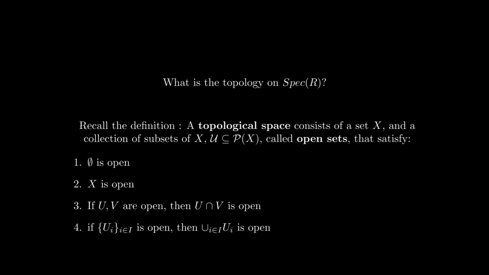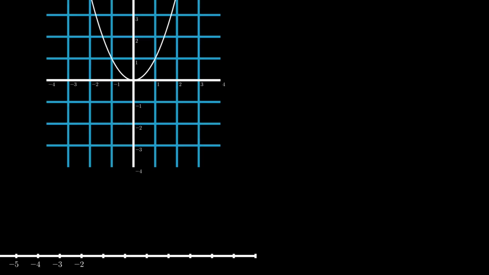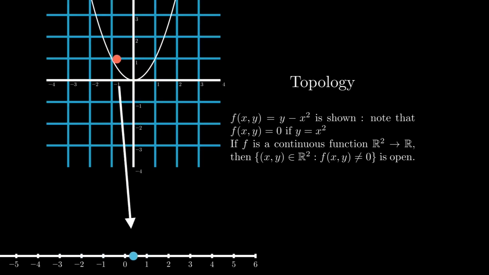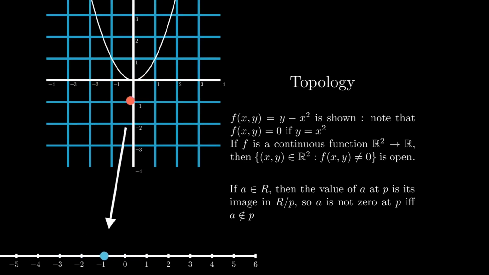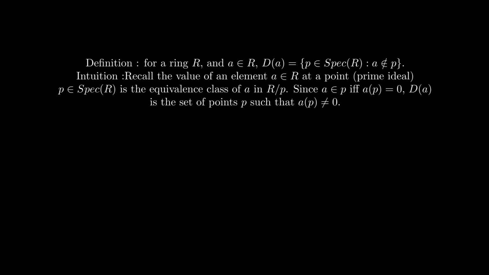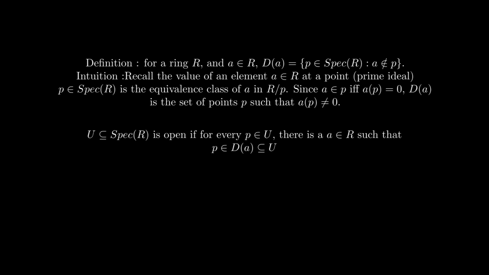Now let's talk about the topology of Spec R. Recall the definition. Given a continuous function, the set of all points where it isn't zero is an open set. On Spec R, we have a notion of the value of a function at a point, so let's define open sets that way. Define D(a) to be the set of points where a doesn't take the value 0, or, in other words, D(a) is the set of prime ideals that don't contain a. These sets form a base of the topology. That is, U is open if, for every point in U, there exists a set of the form D(a) that contains the point and is a subset of U.